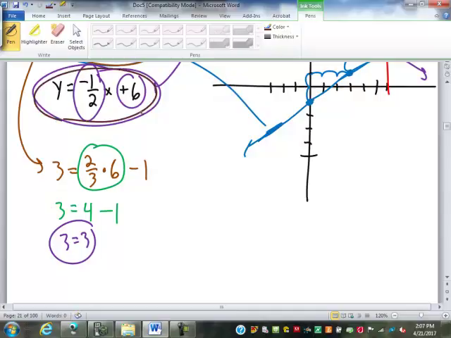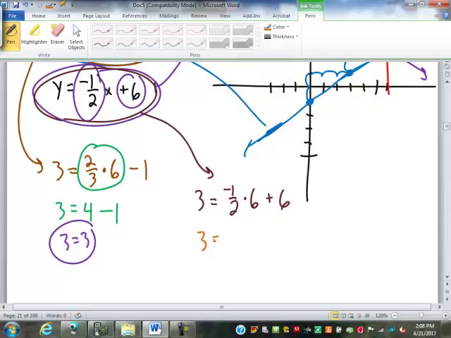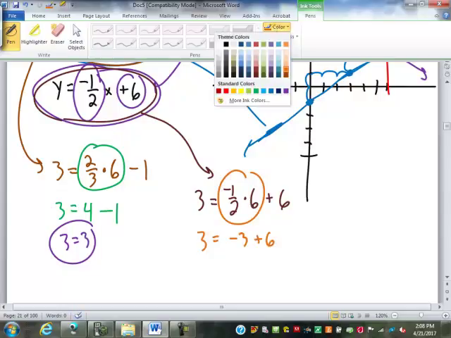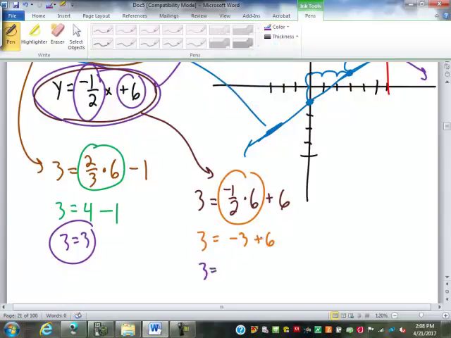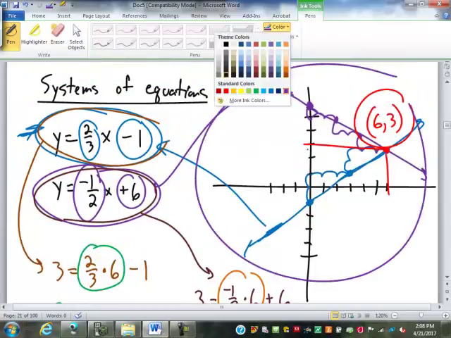Let's look at the second one now. We put in 3 for y again. -1/2 times, for x we put in 6 again, plus 6. Again, nothing to do with the 3. -1/2 times 6 is -3, and -3 plus 6 is 3. Perfect. So 3 equals 3. It does make both of those equations true, so that is a solution to that system of equations.